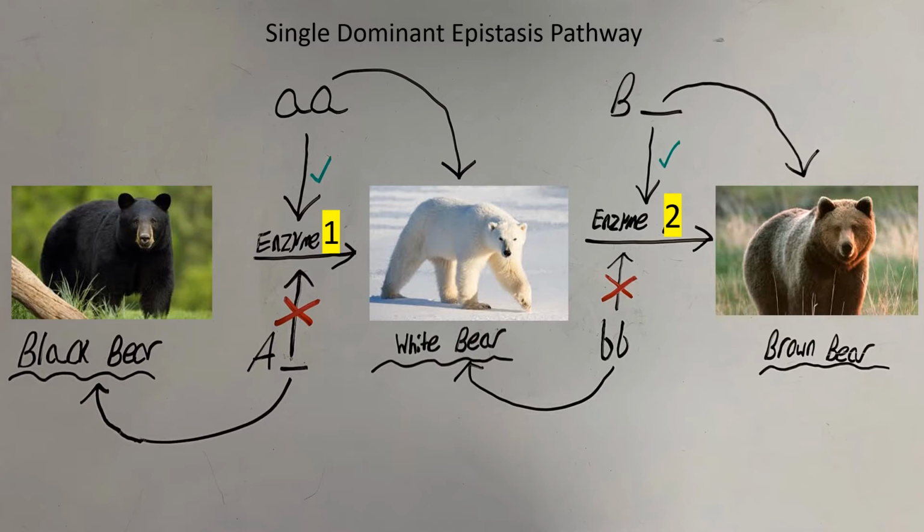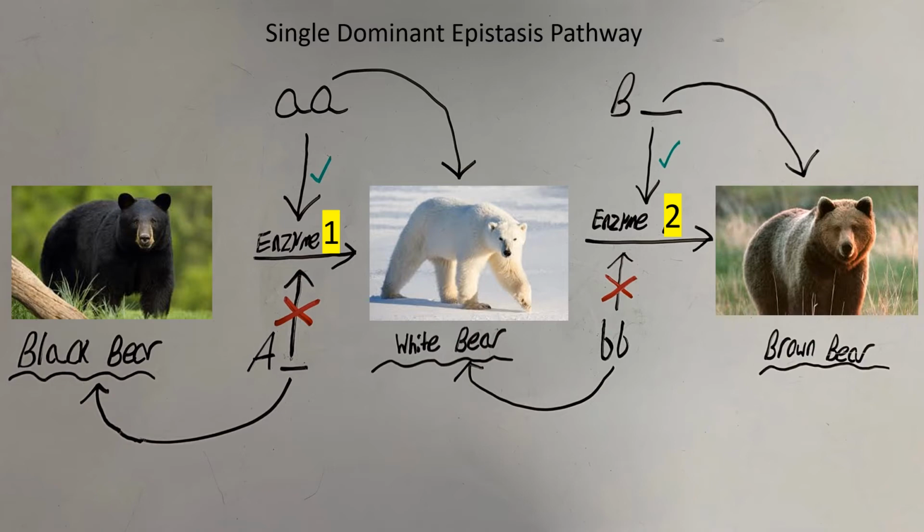If the first locus has at least one dominant A, it would mask the expression of the second allele by not allowing the homozygous recessive aa to go through the pathway. This makes sense as A is the dominant allele, but it can mask the expression of both alleles at the other locus, even if the other locus has a dominant allele. And by the way, what I just mentioned is a phenomenon of single dominant epistasis.